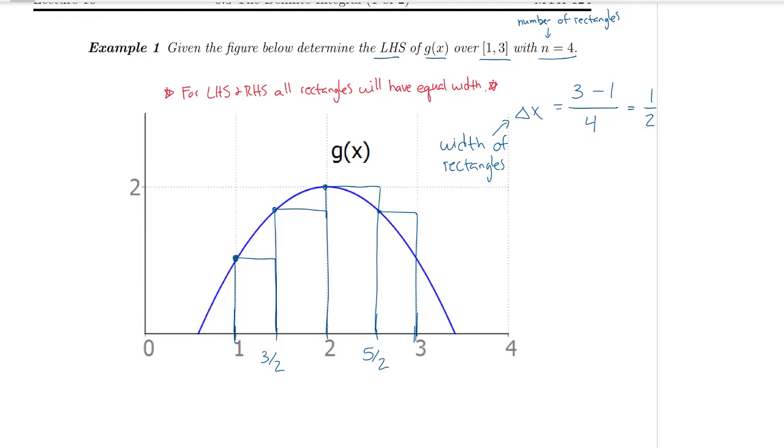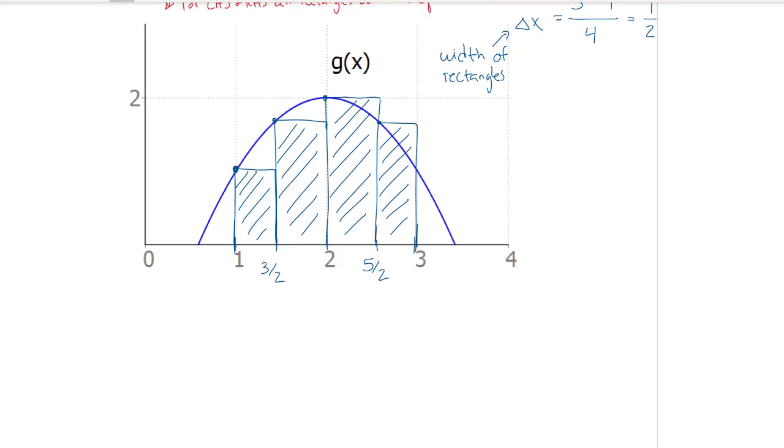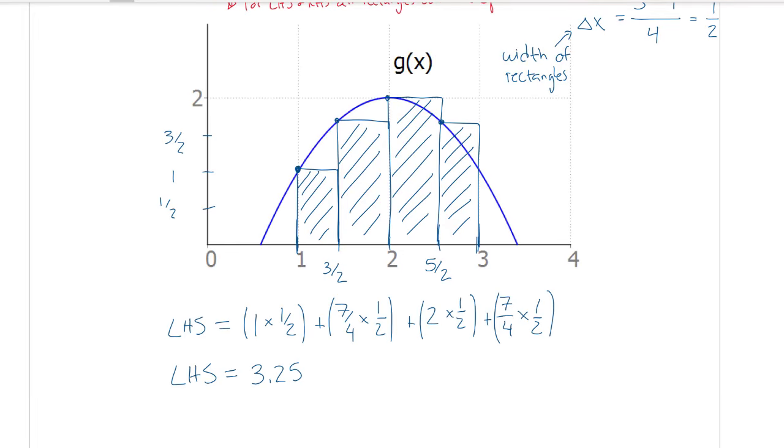So our left-hand sum then will be the sum of the areas of these rectangles. So that was the whole reason we were going about drawing this picture in the first place. So now all we need to do is, once we have the diagram, add all of these areas up. So there we have it, and of course you need to estimate those heights.